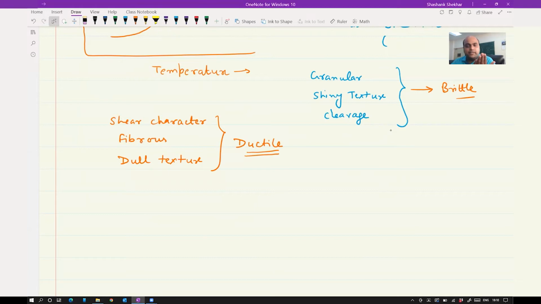Okay, so by looking at the fracture surface, if it is very shiny, one can say that, oh, it is brittle. Okay, and if it is dull, then it is ductile. And if it is a combination of both, then yes, it has a mixed type of failure. It has some amount of brittle failure, some amount of ductile failure. Okay, so this is how we classify by looking at the fracture surface.